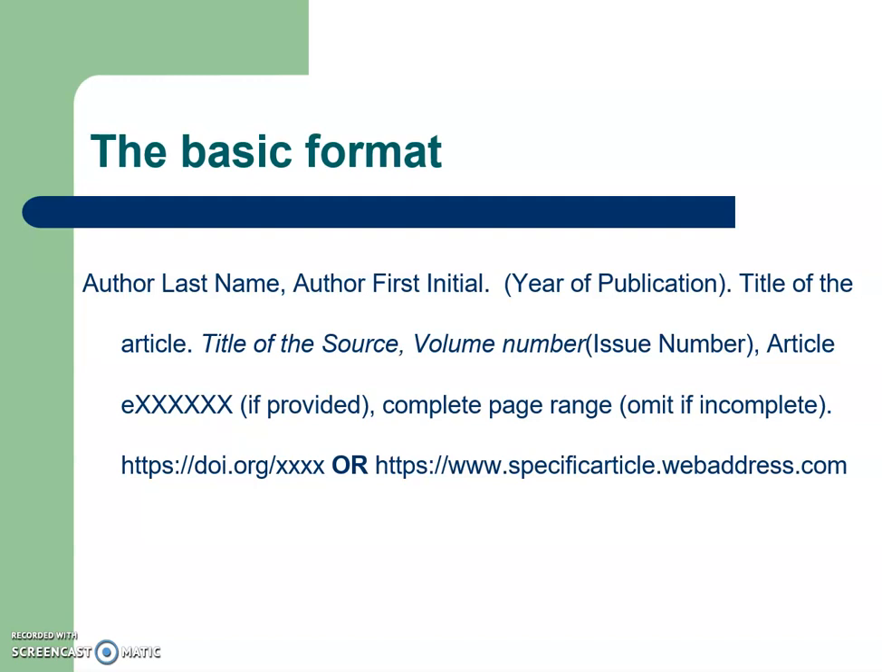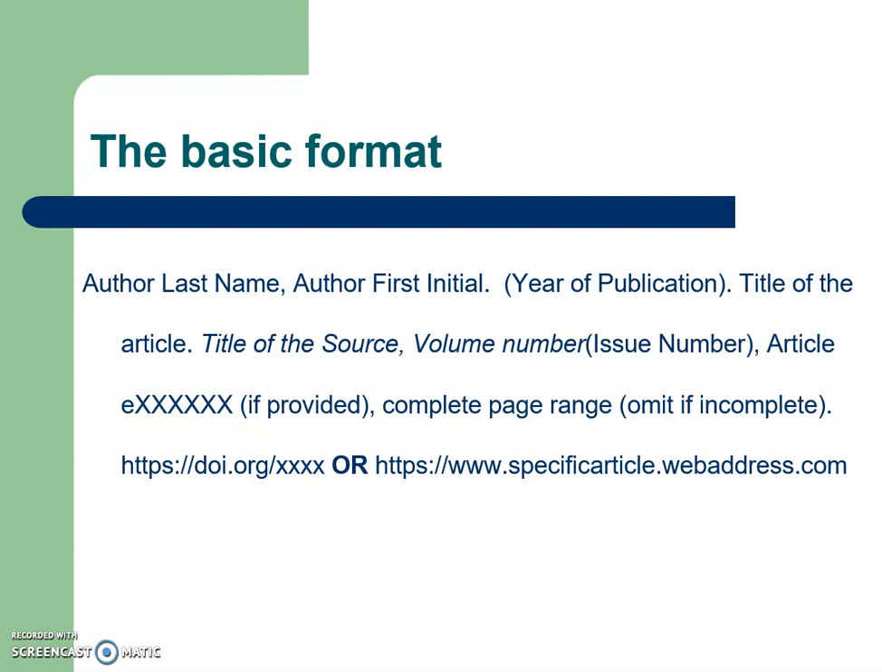Next, also in italics, comes the volume number of the journal. So it's a little weird to see a number in italics, but you keep that italics going from the title of the source through the volume number, and then sitting right on top of that volume number with no space between them, in parentheses, not in italics, comes the issue number. Now, not every journal is going to have a volume number and an issue number. Some might have one, some might have neither.